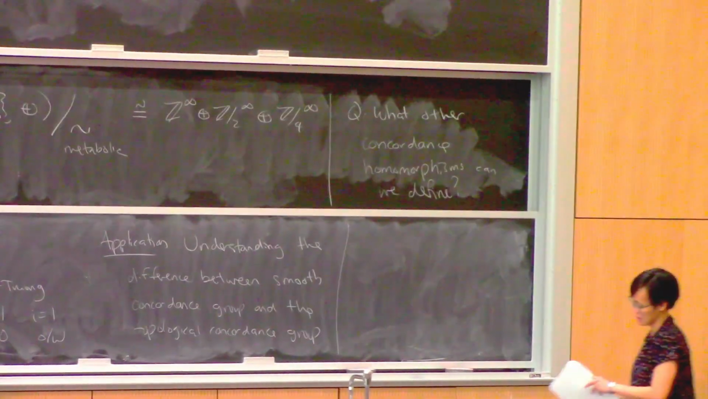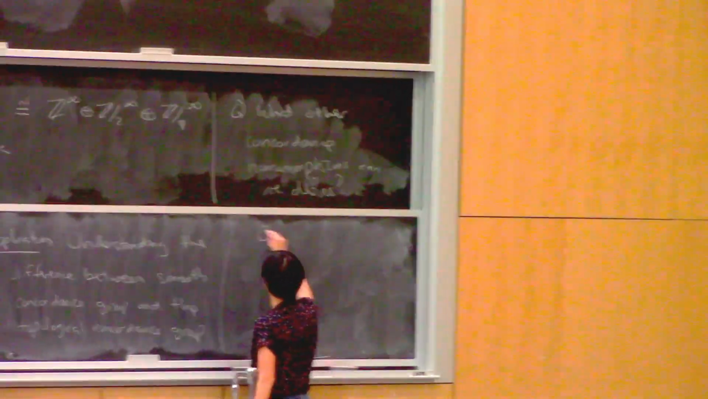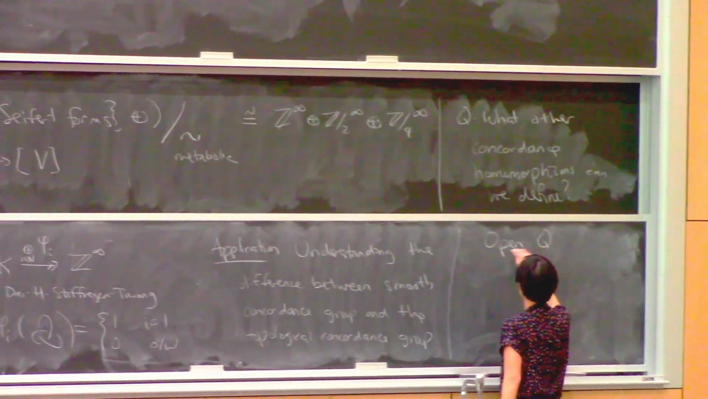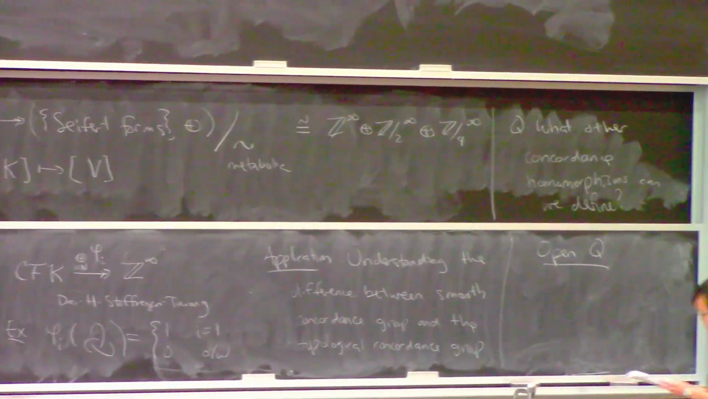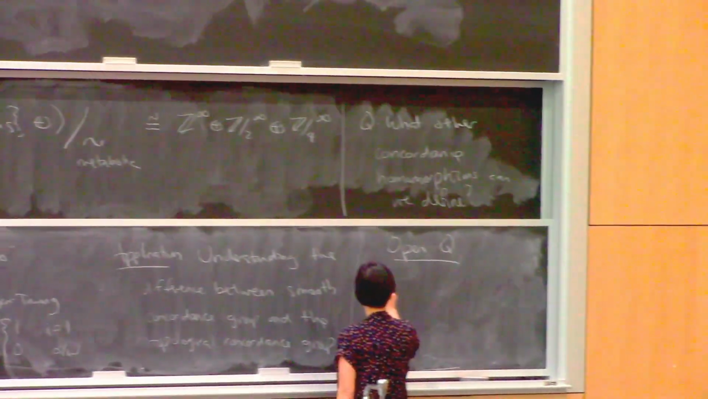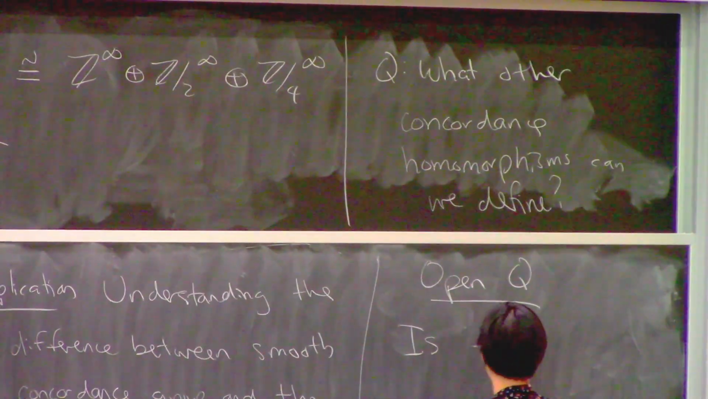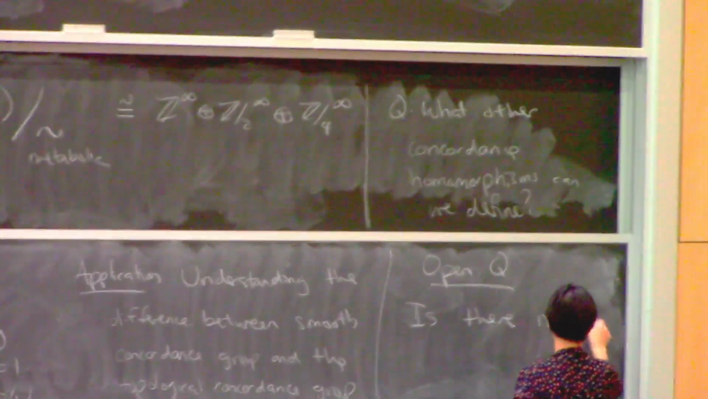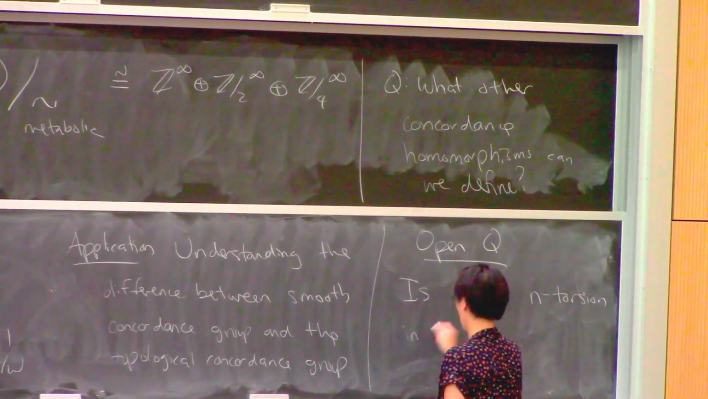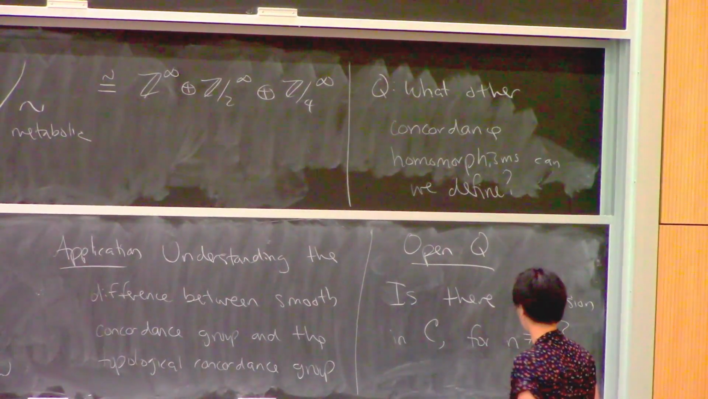And maybe the last thing I want to say about the concordance group is to leave you with this open question. We saw that there are elements of order 2 in the concordance group. The open question I want to leave you with is: is there other torsion in the concordance group? Is there n-torsion in the concordance group for n not equal to 2?